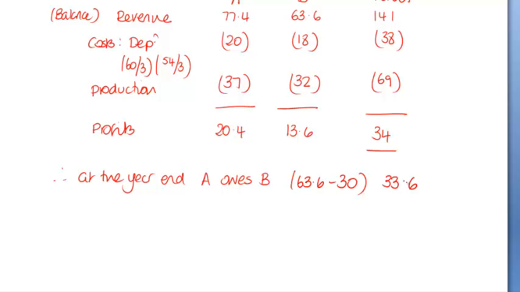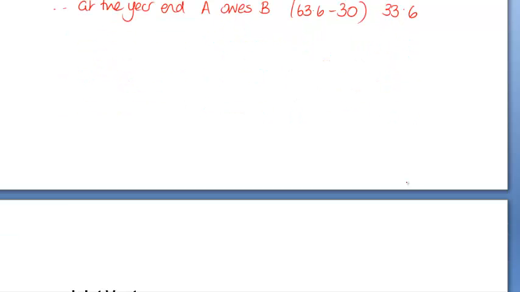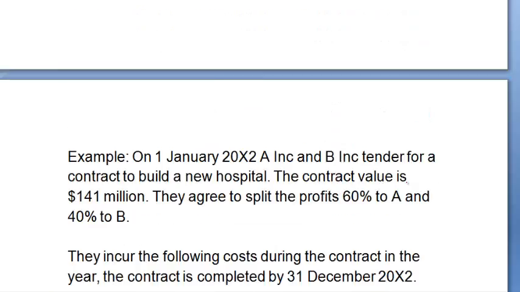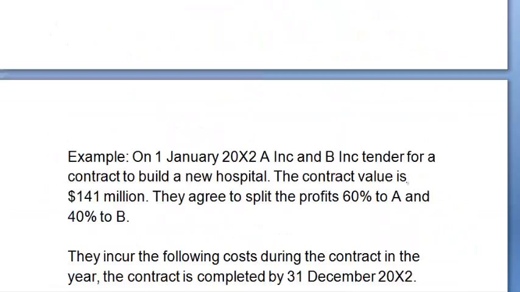Okay? And it could be worded in a different way, that they split the revenues 60-40 and then they're responsible for their own costs. What is essential is that you read the question carefully. Could be profits which are split, or it could be revenues that are split, and you're then responsible for your own costs. So that is a joint operation where we've got two people working together.